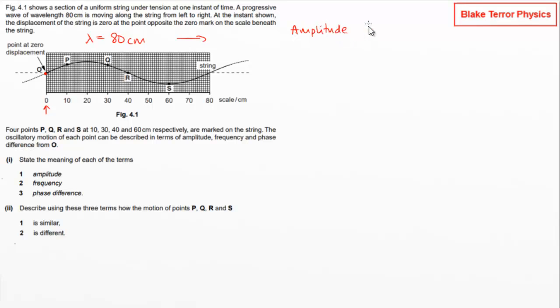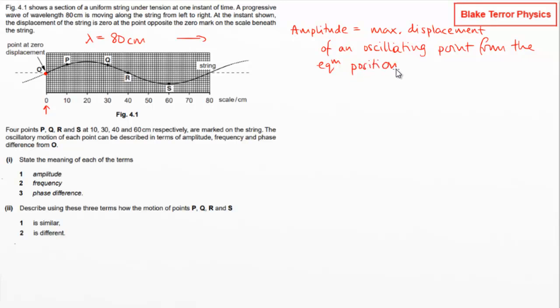So amplitude, that is the maximum displacement of an oscillating point from the equilibrium position. I'll just do a shorthand for equilibrium there. Obviously, you'd write that out in full. Maximum displacement of an oscillating point from the equilibrium position.